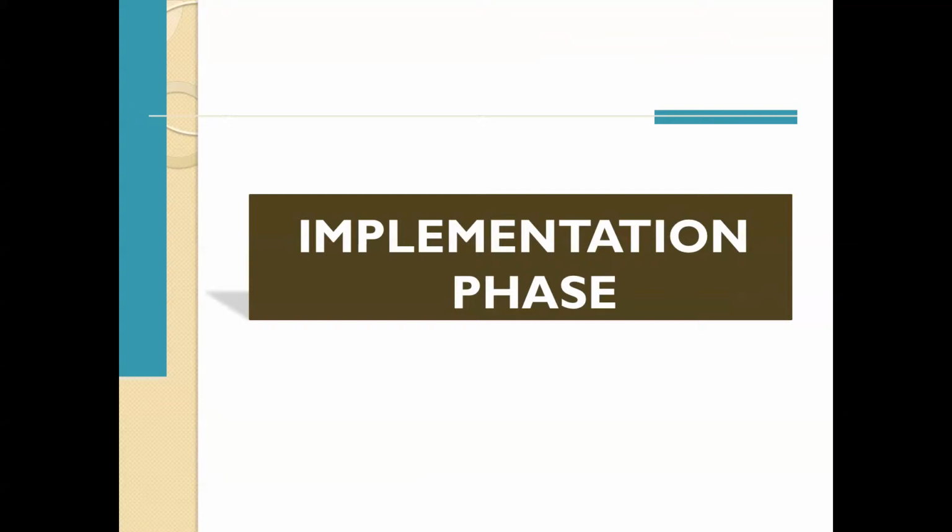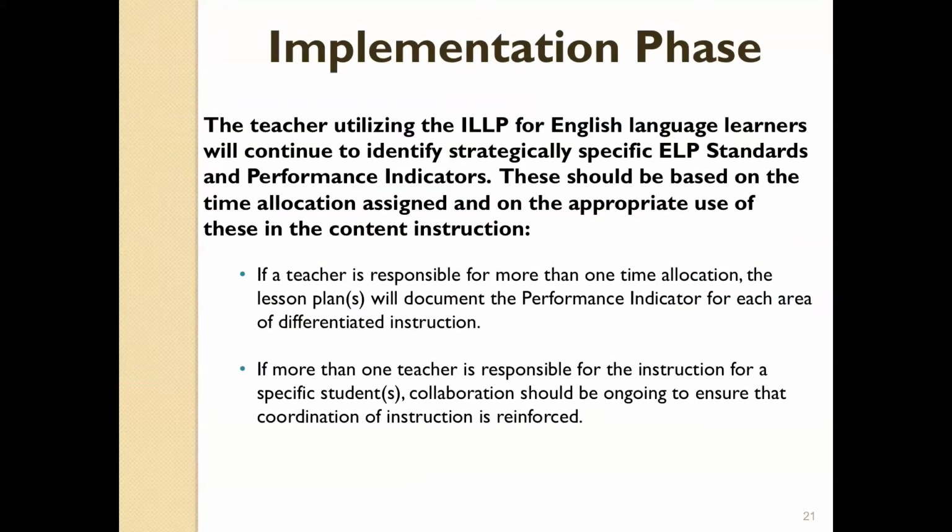Now we'll move to talking about how to implement the ILLP in the classroom. The ILLP documents are the plan that outlines the instruction for the student. The teacher utilizing the ILLP for English language learners will continue to identify strategically specific ELP standards and performance indicators. These should be based on the time allocation assigned and on the appropriate use of these in the content instruction.